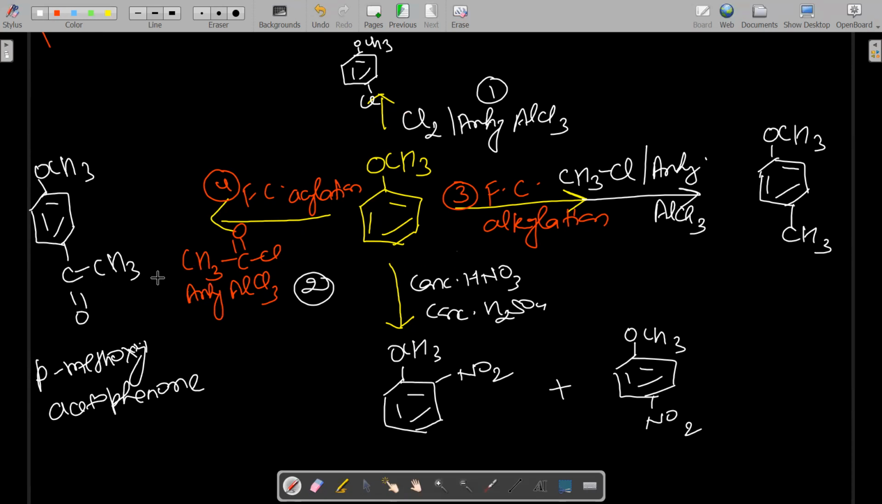Okay, this was just a little bit typical for you, that's why I've written it. So what are the reactions? First is halogenation, second is nitration, third is Friedel-Crafts alkylation, and then Friedel-Crafts acylation. So these are the basic reactions of electrophilic substitution for any aromatic compound, that is for anisole. Clear? Sulfonation you can also write.